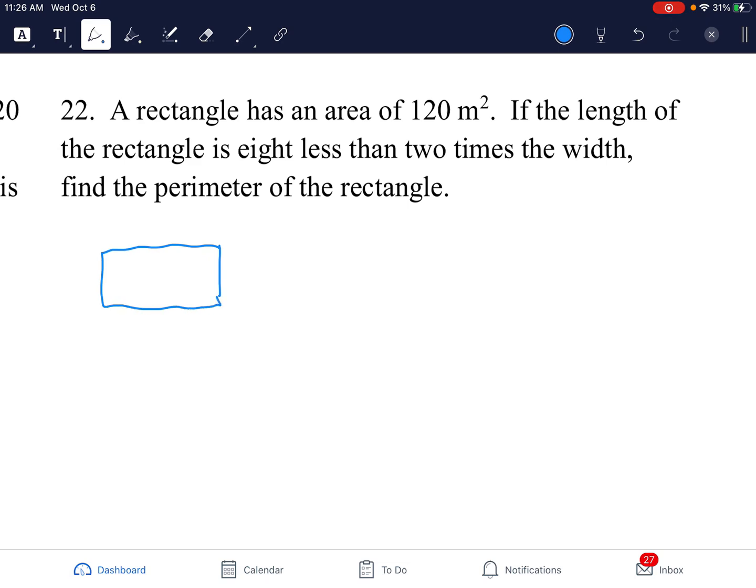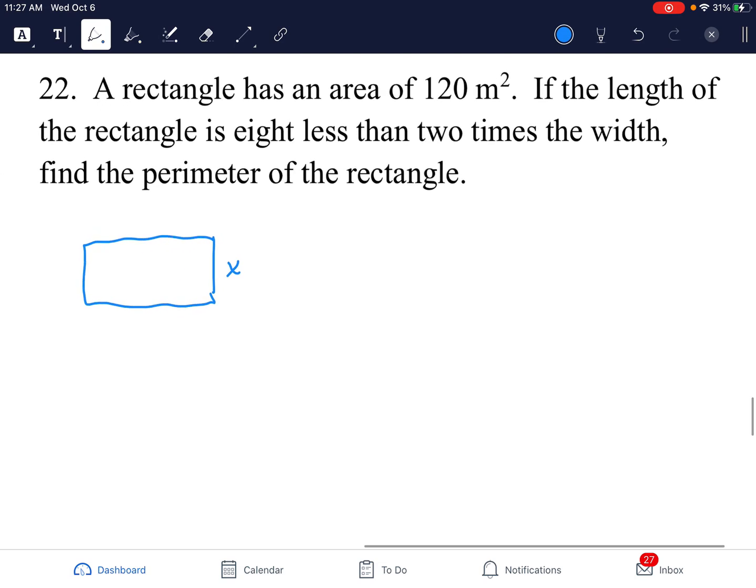Okay. The length of the rectangle is 8 less than 2 times the width. So the question is, what is the width? Right. If you're trying to find a number for it, don't. It doesn't tell us what the width is. The width is x. We don't know it.